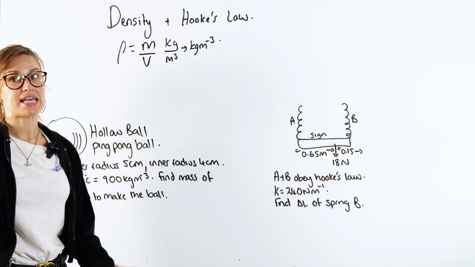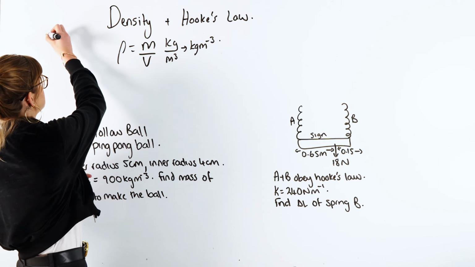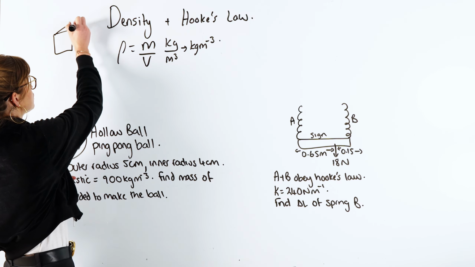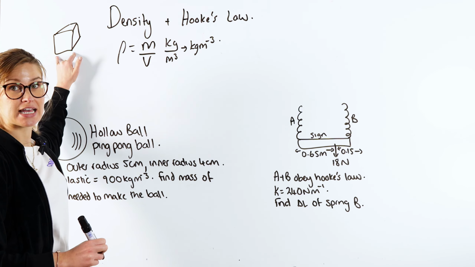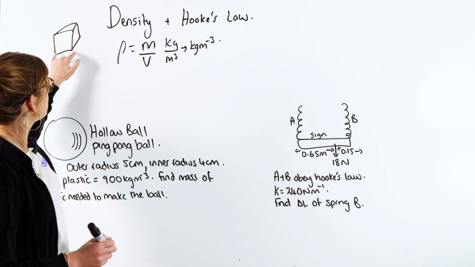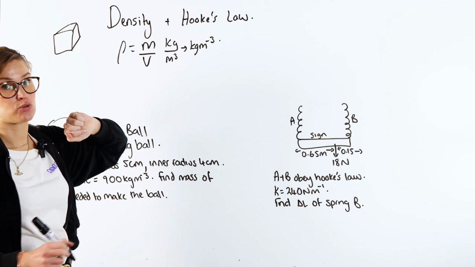So a question you might get is, how do we find the density of a regular object? Let's say I've got an object that is like a cube. If I want to find its density, clearly all we need to do is measure the length of one side, because it's a cube, and we just do that length cubed to find its volume. And to find its mass, we make sure we use a balance.